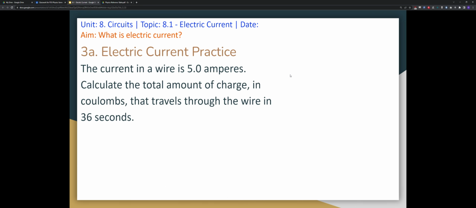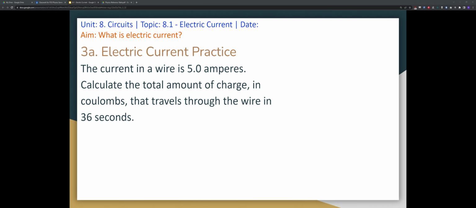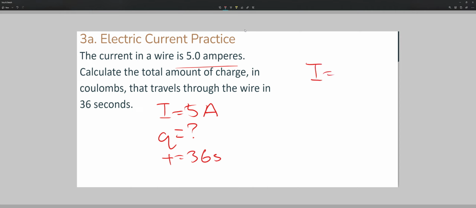So let's take a look at this practice question right here. Your electric current is 5 amperes, and you want the total amount of charge that flows through the wire in 36 seconds. We're going to use this formula, delta Q over t. The delta Q doesn't matter. It's important past Regents physics, but it's not important to you guys. So we're just going to treat it as Q.